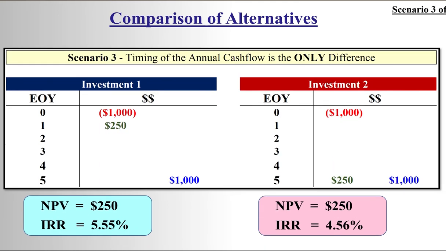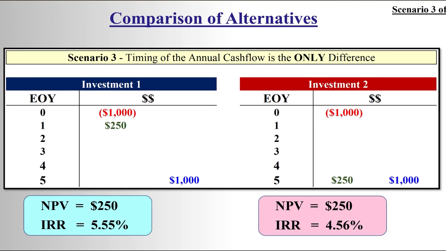Scenario 3, the timing of these periodic payments is the only thing that's different. So we purchase them for $1,000 and we sell it for $1,000, let's say. But under investment 1, we get $250 at the end of year 1. But with investment number 2, we get $250 at the end of year 5. And when you run the NPVs, you see that the net present value is the same for both of them. However, here's where the internal rate of return is different, because for investment 1, the return is 5.55%, but for investment 2, it's 4.56%.